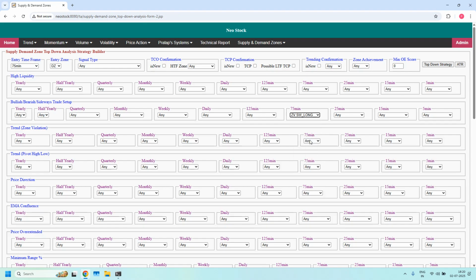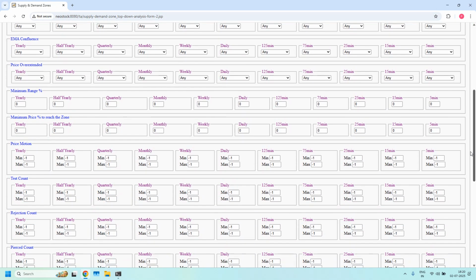I am selecting sideways long, zone achievement violated opposing zone, minimum odd enhance score 11, and now we are adding third filter from now onwards. What is the third filter? That is zone, whichever the value you selected. Here I selected 75 minutes demand zone. So 75 minutes demand zone should not be pierced.